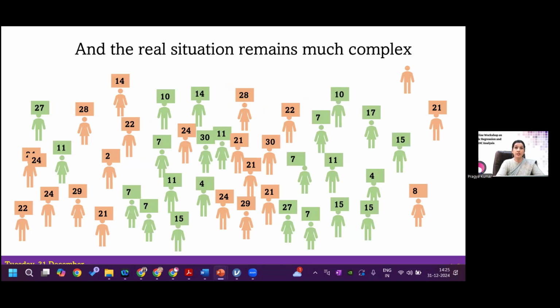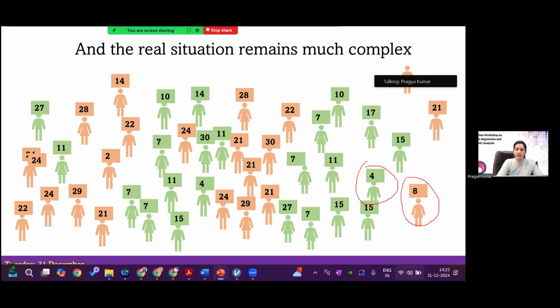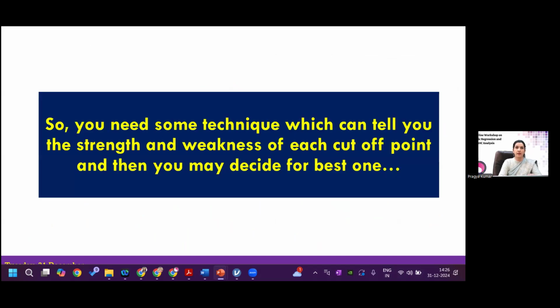And the real situation will be much more complex, where you will have a mix of people, like we have seen earlier. A cutoff of 4 is healthy, 8 is again healthy. Again, if you see 28, it is diseased. Again 30, this person is healthy. So if you see the cutoffs 28 and 30, you have both diseased and non-diseased. Similarly, at 8 and 4 you have both diseased and non-diseased. So this situation, what does it tell?